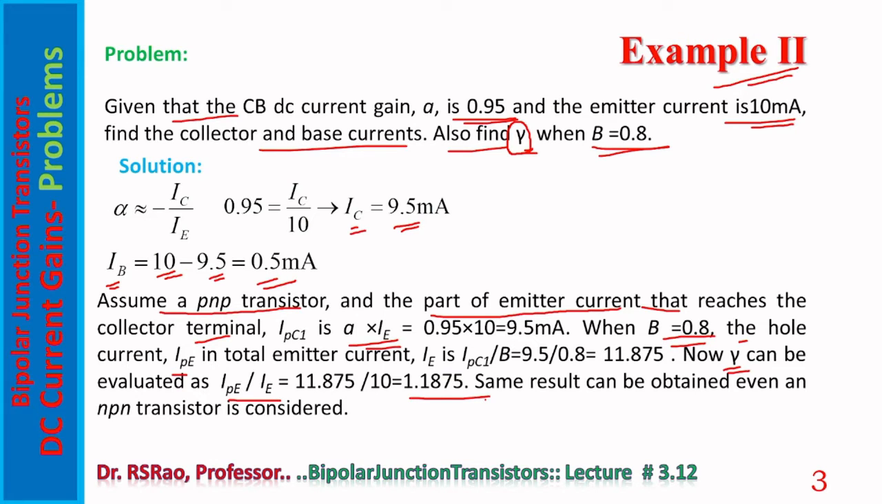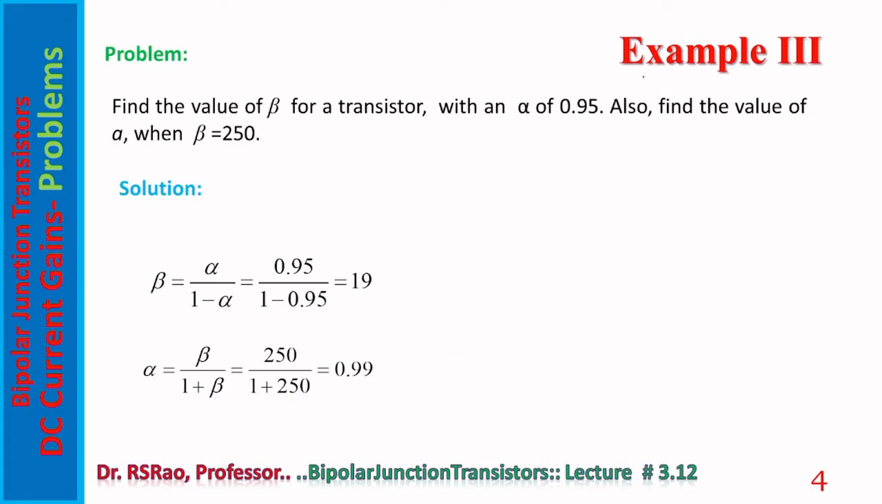Turns out to be 1.1875. Same result can be obtained when we consider an NPN transistor. Another problem, example 3. Find value of beta for a transistor with an alpha of 0.95. Also find the value of alpha when beta is 250.